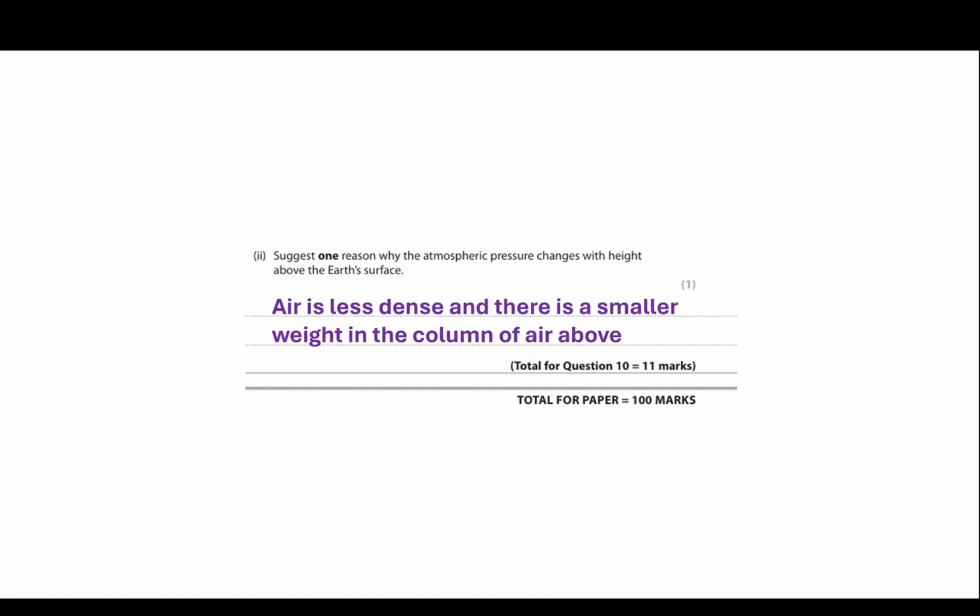And suggest one reason why the atmospheric pressure changes with height. So the air is less dense as we go higher up. There's a smaller weight in the column of air above you. There's less air above you, and therefore there's less weight of air above you, or atmosphere above you. That's the end of that paper.